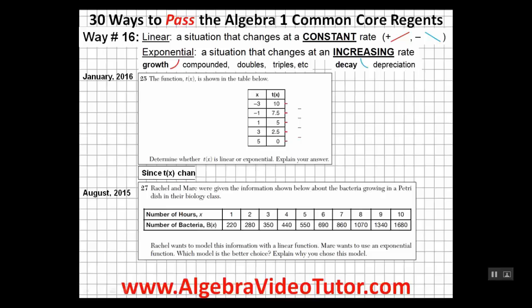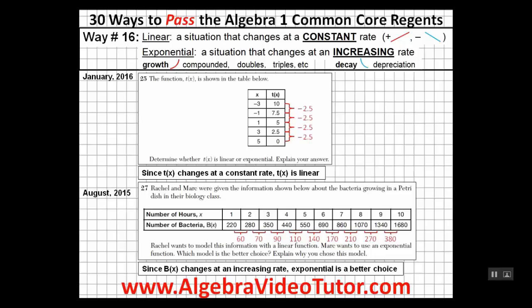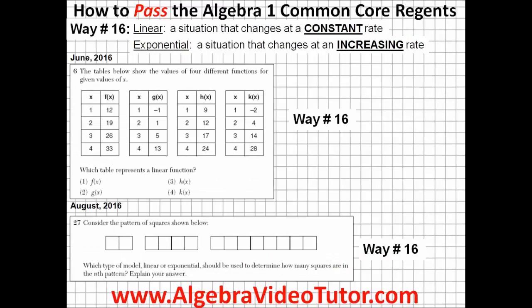Since t of x changes at a constant rate, t of x is linear. And finally, since b of x changes at an increasing rate, exponential is a better choice. Okay, so that was way number 16 on how to pass the Algebra 1 Common Core Regents.